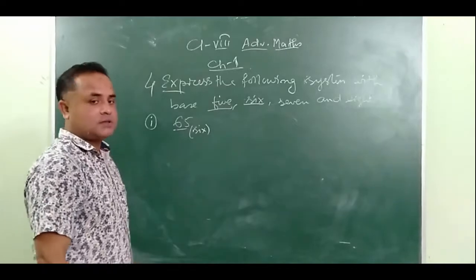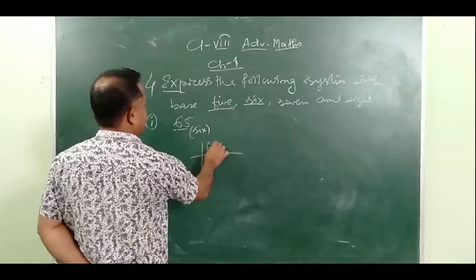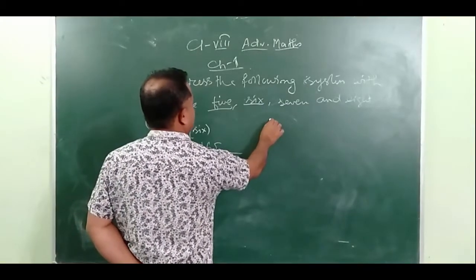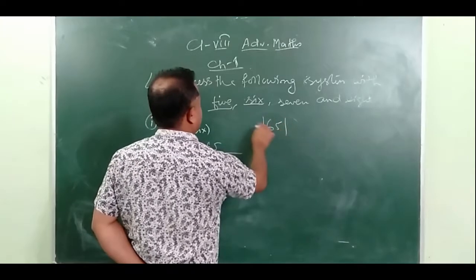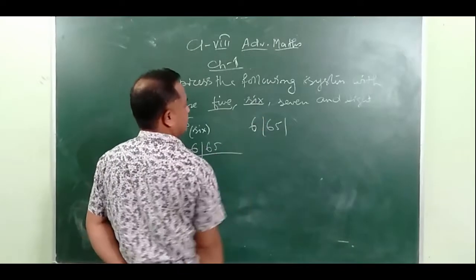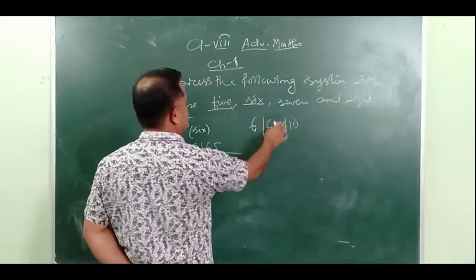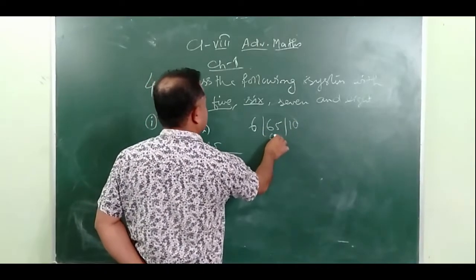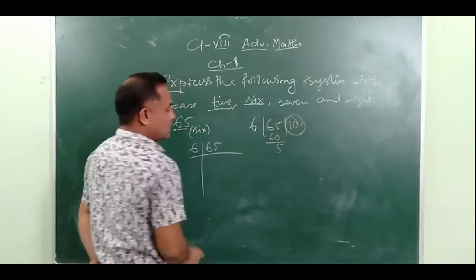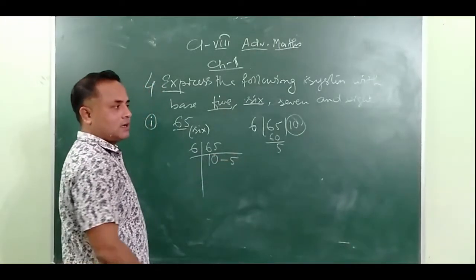For base 6, how will we do it? Same as with 5, 65 I will divide with 6. How many times does it go? 6 10s are 60, 6 11s are 66. So it is greater. So 6 10s are 60. The remainder is 5. So the quotient is 10. This 10 I will bring here, and the remainder 5 to be on the side.